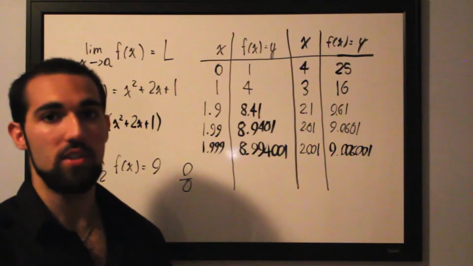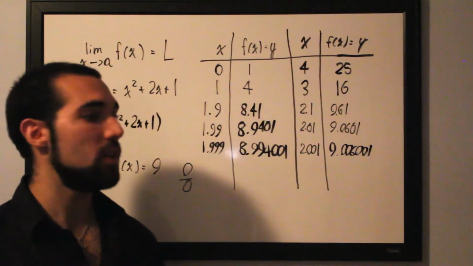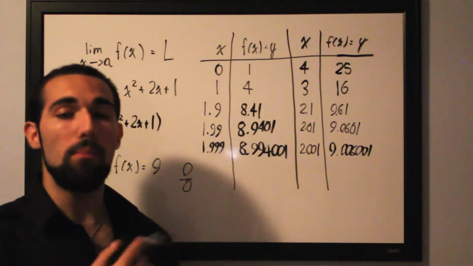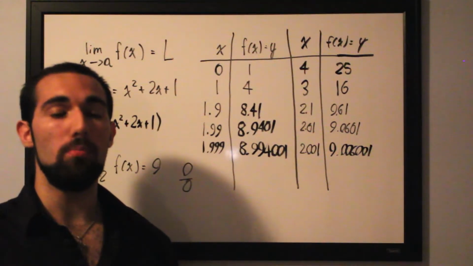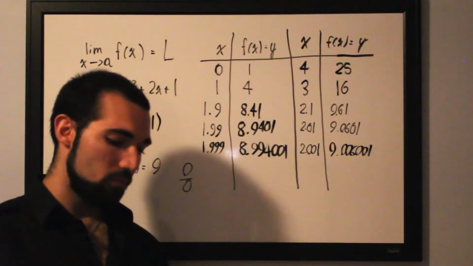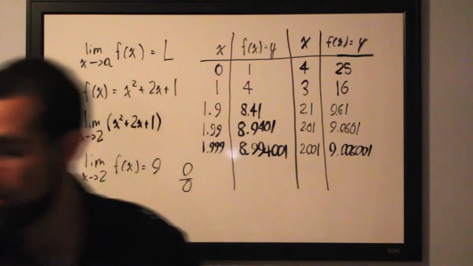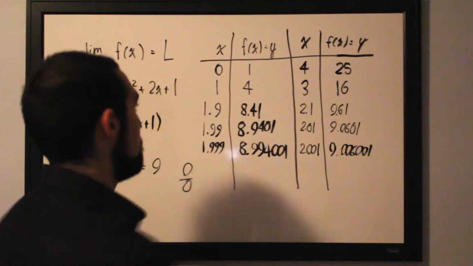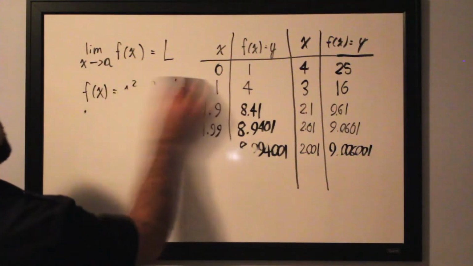You cannot divide by 0, the universe explodes otherwise. So what you need to do is manipulate the function in order to make it so that this 0 over 0 disappears. So without further ado, let's get on with one of those problems. I'm going to erase all this.